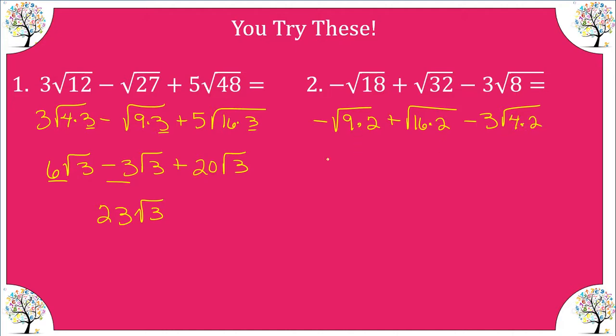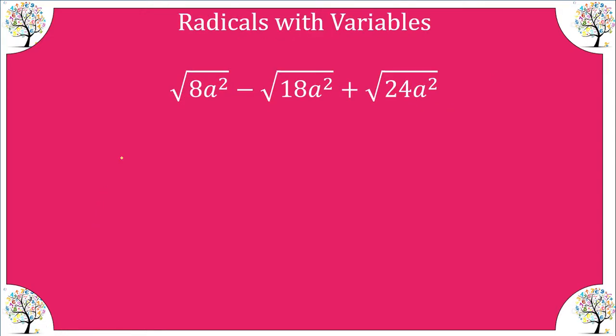I'm going to take the square root of 9 times the negative. I'm going to take the square root of 16, which is 4. I'm going to take the square root of this 4, which is 2 times the -3. And we have all the same radicand. So I get -3 plus 4 is 1. 1 minus 6 is -5 square roots of 2. Okay, now let's take a look at when we have radicals of variables.